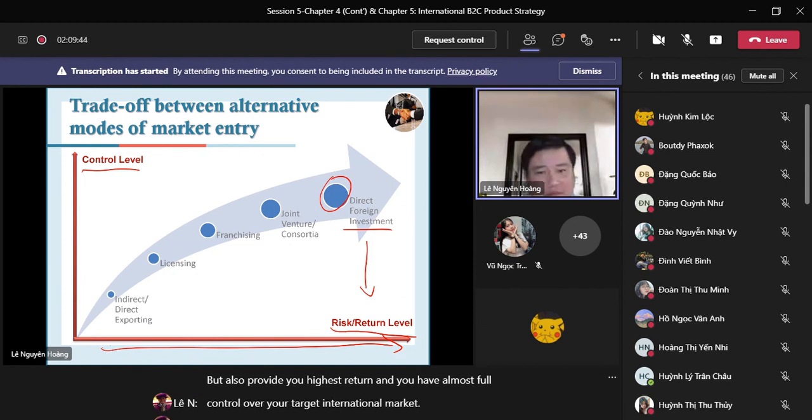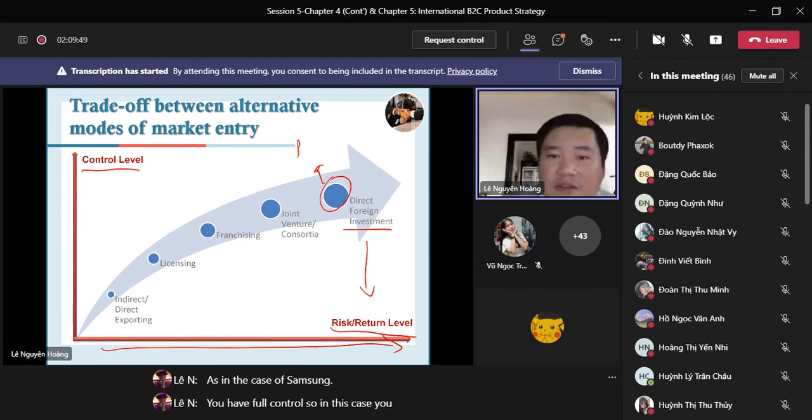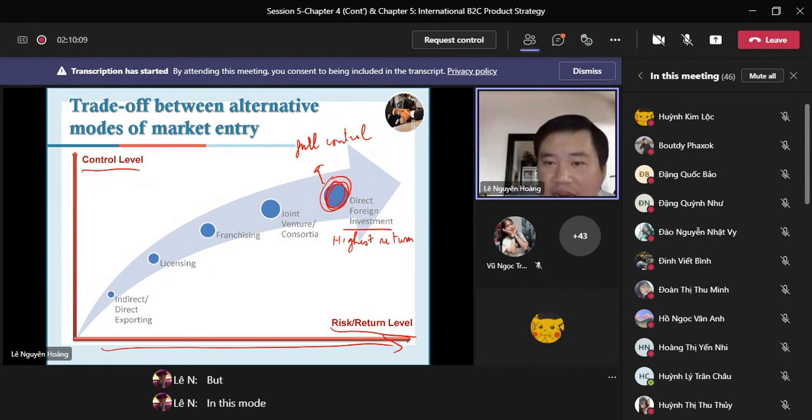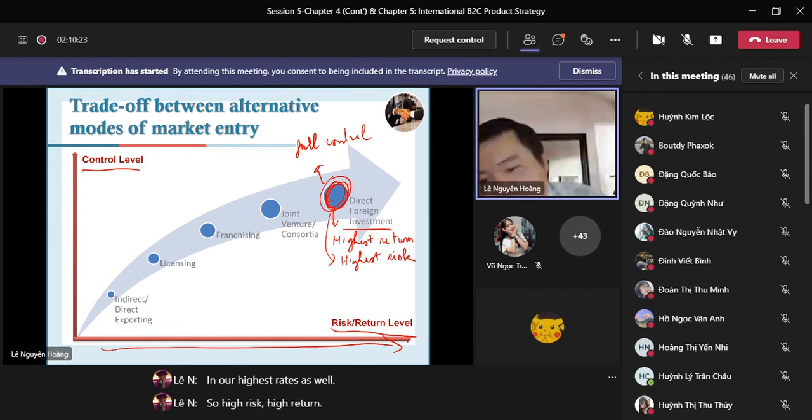As in the case of Samsung, you have full control of your target market. You're going to have the highest return. But this mode of market entry will lead to the highest risk as well. So high risk, high return. Is it clear, guys?